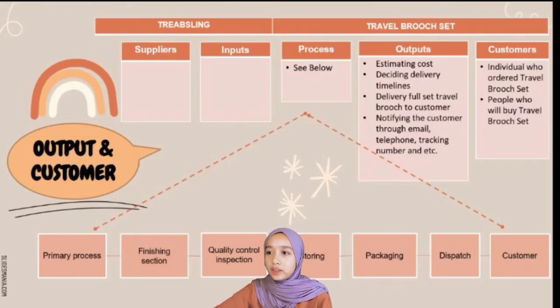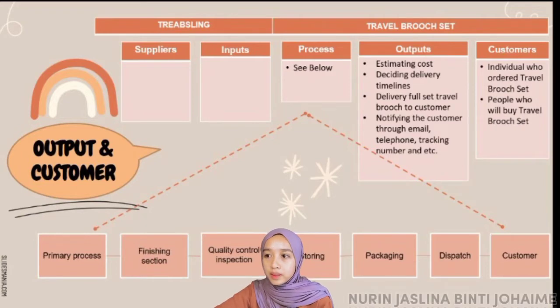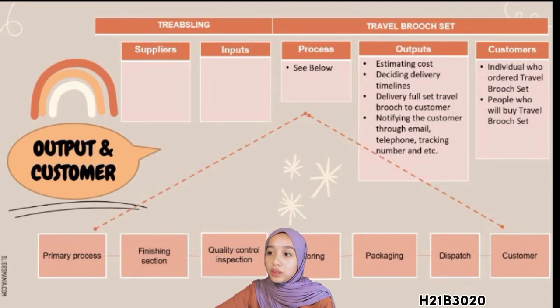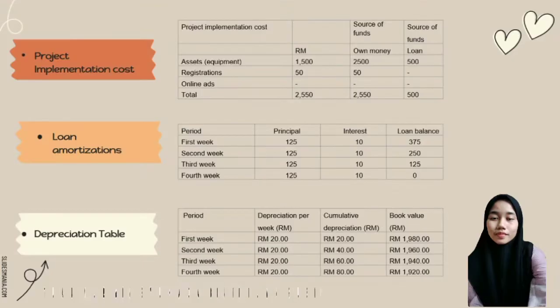For output, deciding estimating cost, deciding delivery timelines, delivering the full set of travel brooch to the customer, notifying the customer through telephone number, email, checking number and others. For customer, individuals who order the travel brooch set and people who will buy the travel brooch set. That's all from me. Thank you.